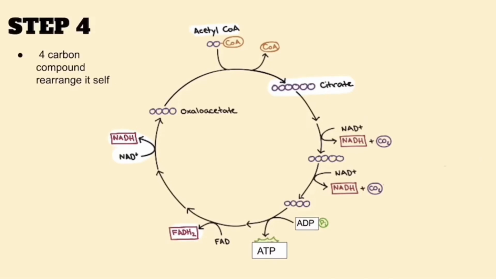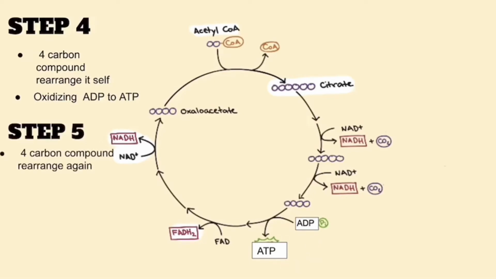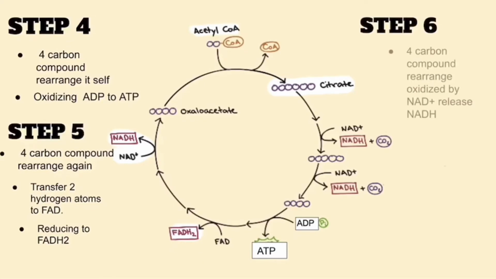Step 4. The 4-carbon compound will rearrange itself to convert ADP to ATP. Step 5. The 4-carbon compound will rearrange again, and it will transfer 2 hydrogen atoms to FAD, and the FAD will become FADH2. Step 6. The 4-carbon compound will rearrange and also be oxidized by NAD+, and it will release NADH.